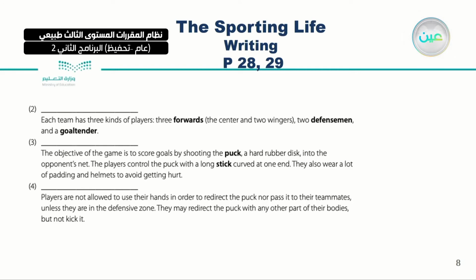6. If an offensive player interferes with a goaltender's defense, he is given a penalty and sent to the penalty box for 2 to 5 minutes.